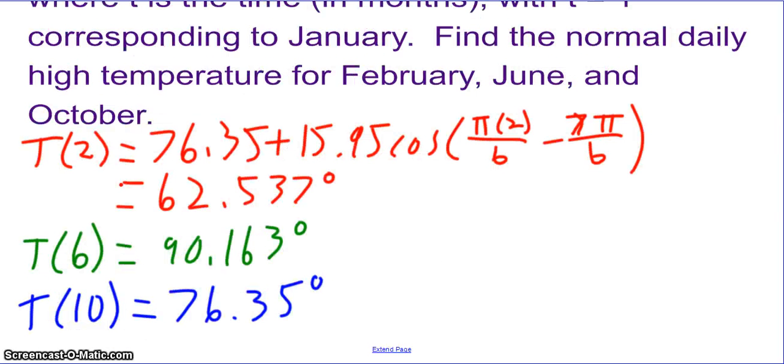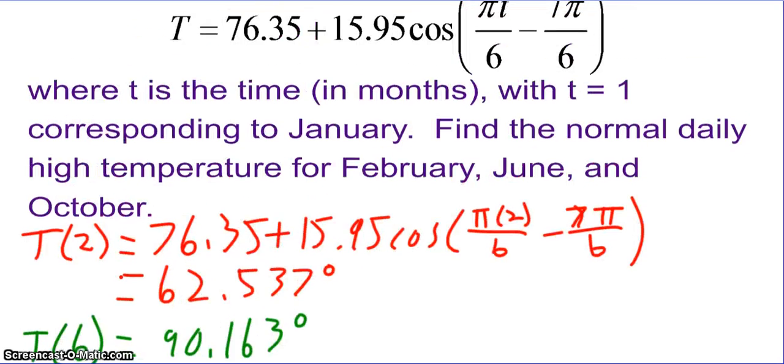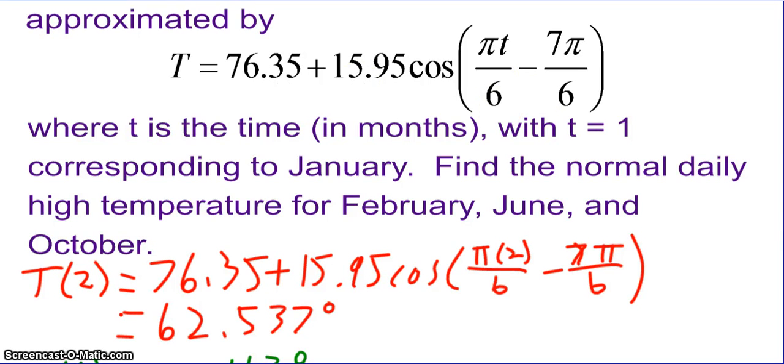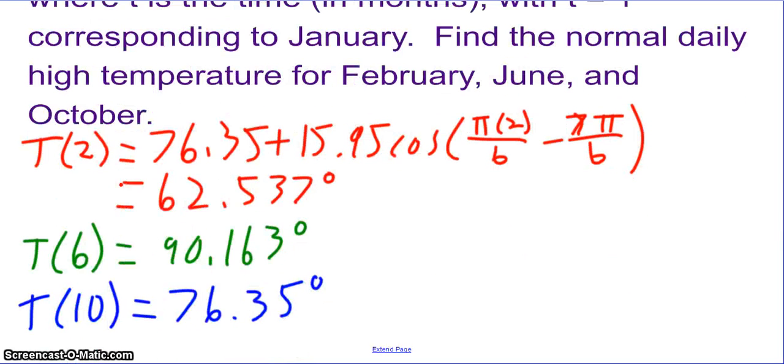Alright, so this is just another exercise in plugging this into our calculator. We need to make sure we do this correctly. I actually put the function into y1 and then just use the table to find t of 2, t of 6, and t of 10. But you could do it each individually, so I showed for t of 2 what you would plug in. February is the 2nd month, June is the 6th month, and October is the 10th month.